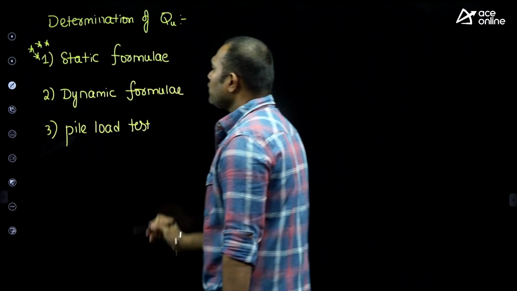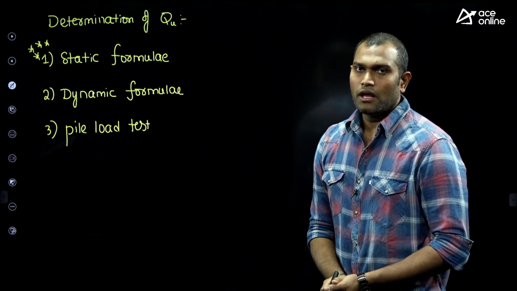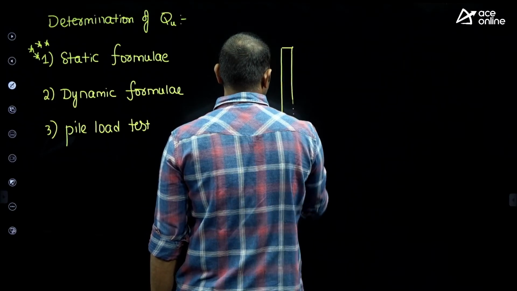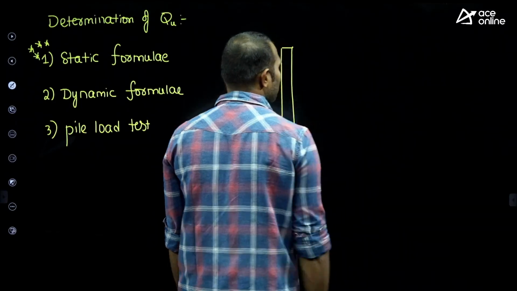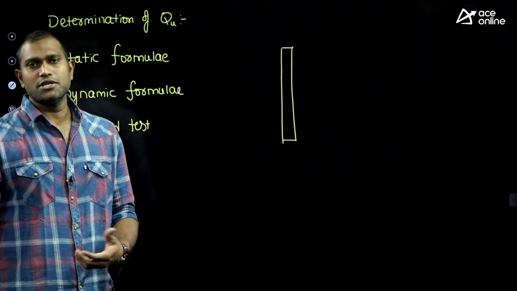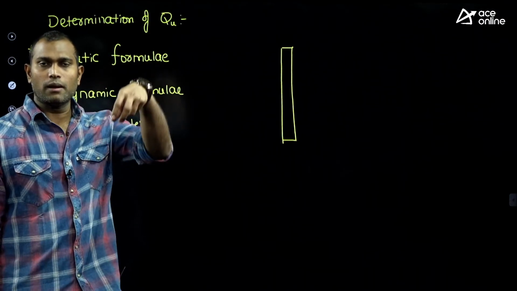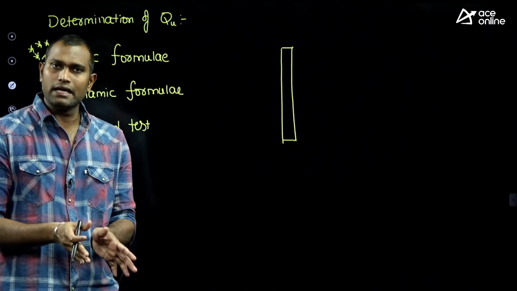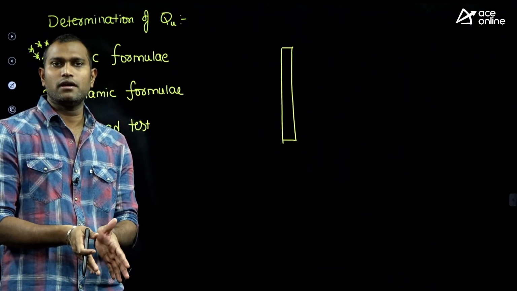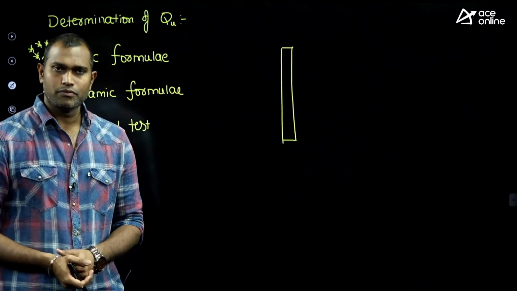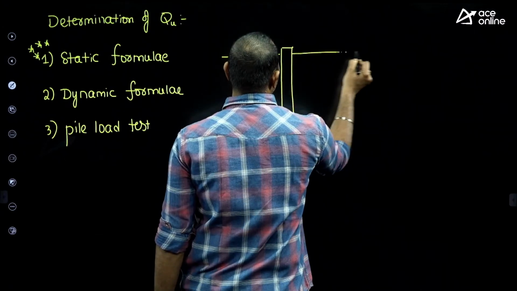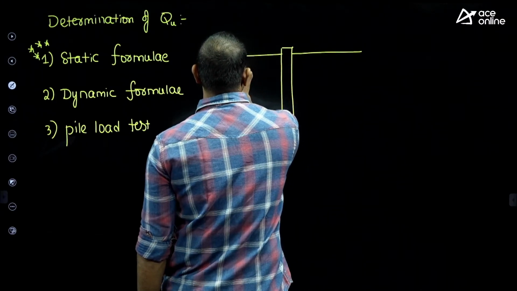If you see the static formulae, you take any pile, whether it is a driven pile or a bored pile. A pile can be installed into the soil either by driving through pile driving equipment or by drilling a borehole. Later, that borehole is filled with concrete and steel. So this is a pile which we have installed in the ground.